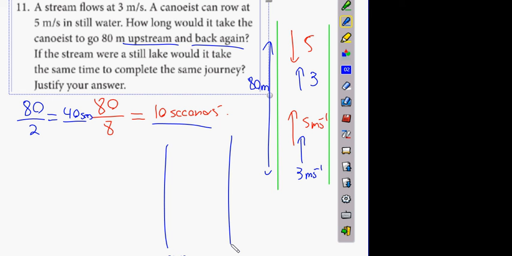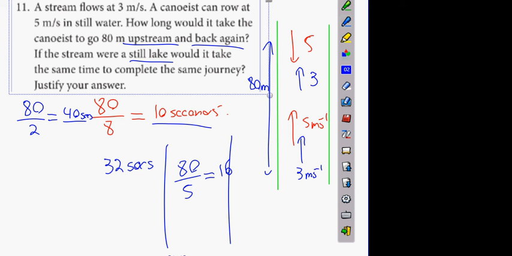So this time it's going to be 80 divided by 5, which gets you 16 seconds. 16 seconds multiplied by 2 is 32 seconds. So this one takes 50 seconds going up and straight back down again, and the lake takes 32. Because in this question there is no river. It's like there is no current, because it says treat it as a still lake. So it's 32 seconds, because it's 16 for the way up, and the way back will be the same amount. Any questions?